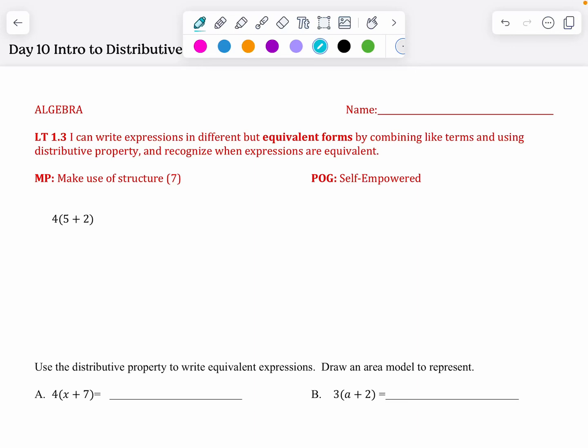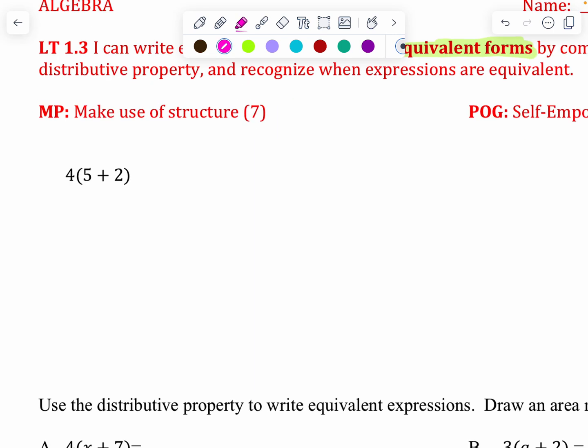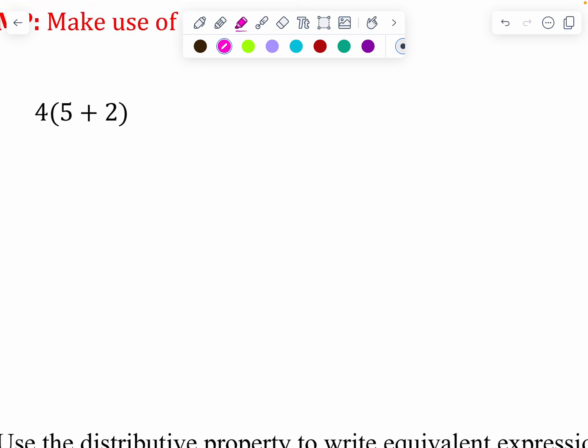All right, I'm going to give you guys a brief video about equivalent forms using distributive property, and I hope it's quick, but sometimes I talk a lot. So here we go. If I gave you this problem, some students might be like, all right, I know exactly what to do to narrow that down into one number. I'm going to follow order of operations. And maybe you remember what that is, or maybe you don't, and that's okay.